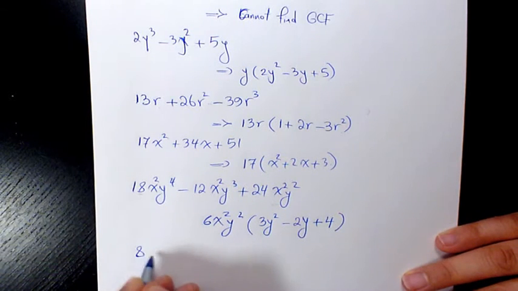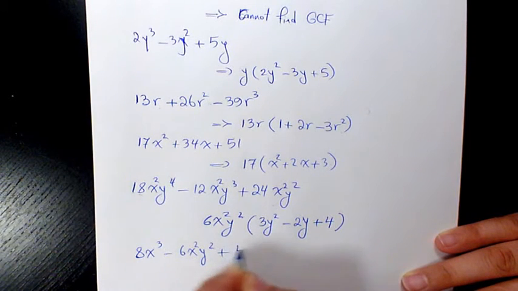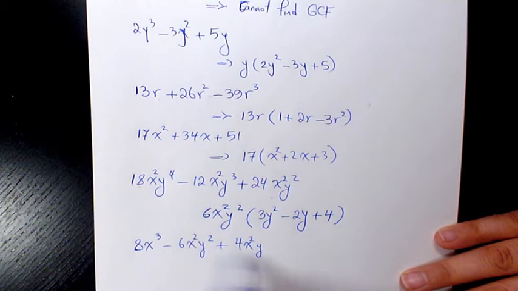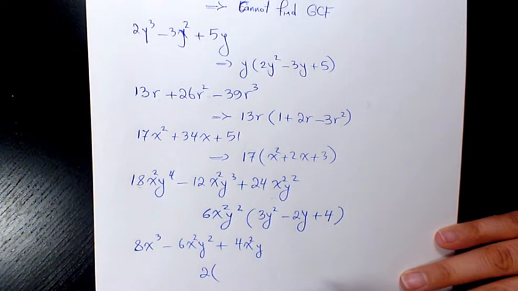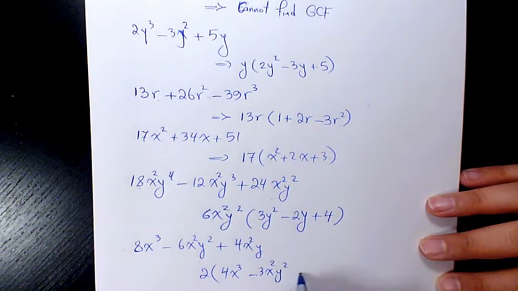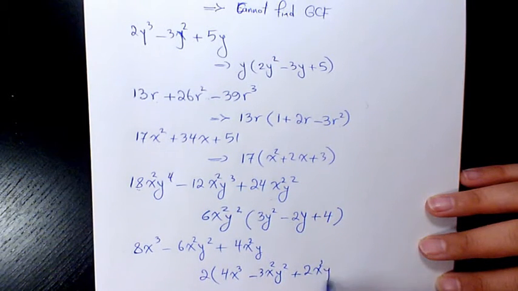Next one is 8x cubed minus 6x squared y squared plus 4x squared y. I cannot factor y in here because the first term doesn't have y, but we have 8, negative 6, and 4. So GCF among them is 2. So we can factor 2. 8x cubed divided by 2 is going to be 4x cubed. 6x squared y squared is going to be negative 3x squared y squared. And 4x squared y divided by 2 is going to be 2x squared y.